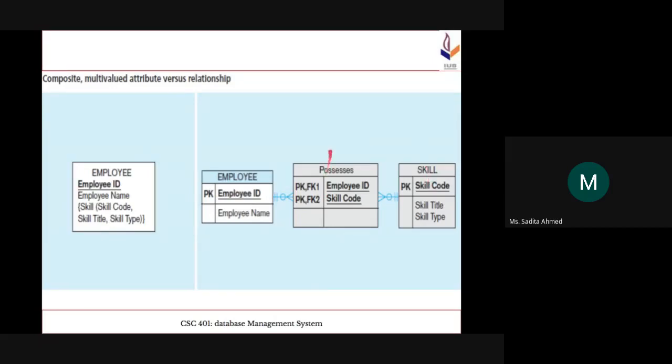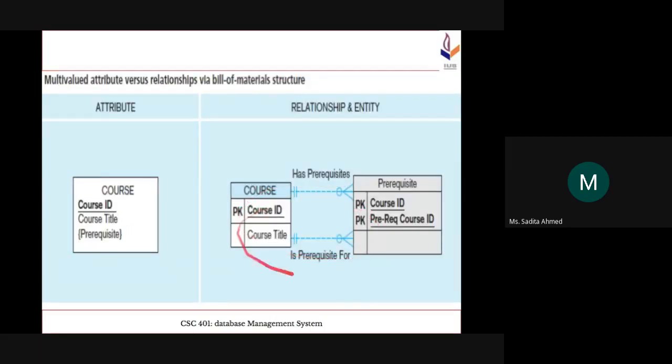So what we can do in that case is create a new entity, the possesses entity, to represent the relationship between employee and skill. An employee may possess multiple skills, a skill may be possessed by multiple employees. And because it's a many-to-many relationship, like the earlier case of prerequisite where we saw the problem, course ID alone is not unique, prereq course ID alone is not unique either.